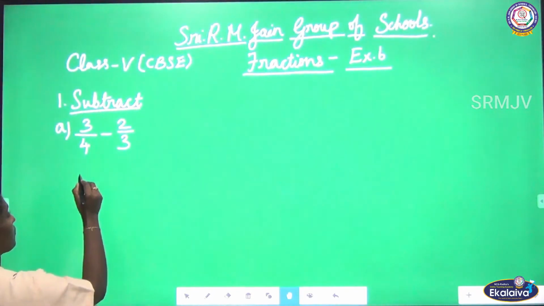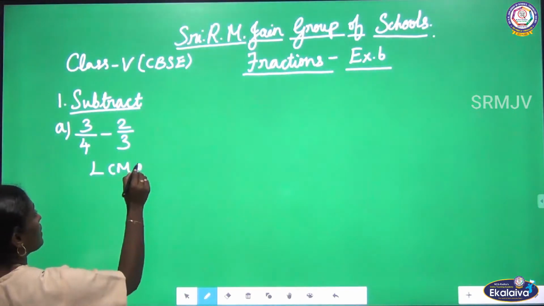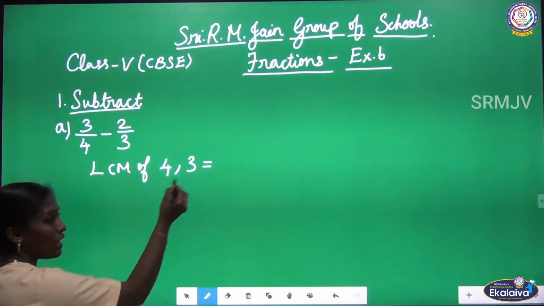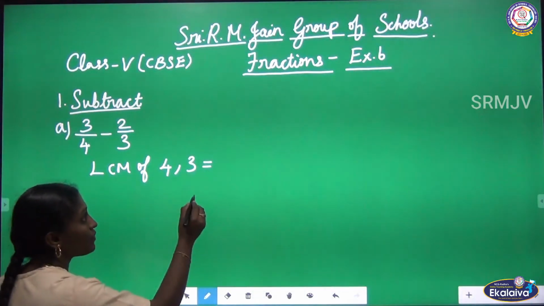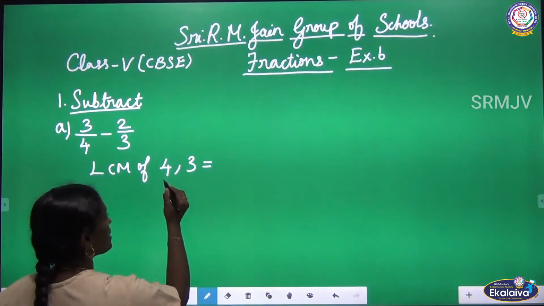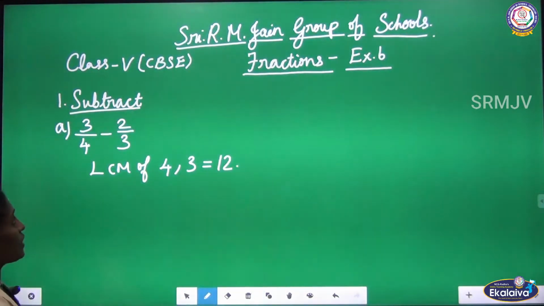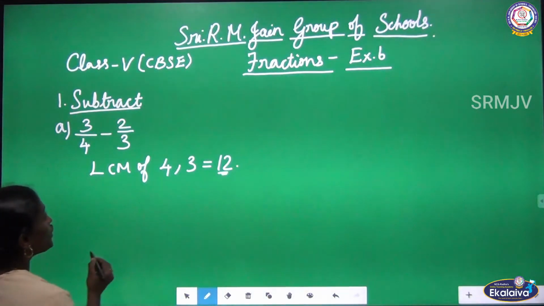So, LCM of 4 and 3. Here 4 and 3 are co-prime numbers. So, product of the co-prime numbers is the LCM. So, 4 3s are 12. 12 is the LCM. Now, we have to convert the given fractions with the denominator 12.